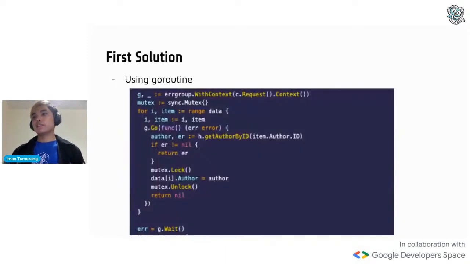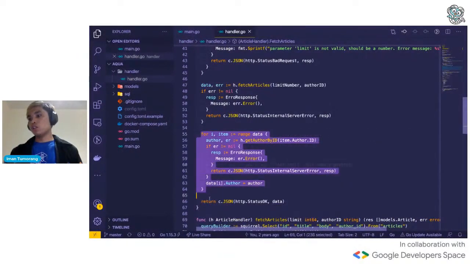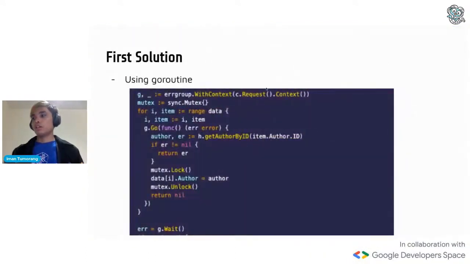So for my case, I propose 2 solutions. The first solution is maybe what people usually think: we can do parallel or threading using a goroutine. So instead of synchronously fetching the author details, what if we pass the get author ID to a goroutine, and maybe it's faster. Maybe it will solve our problem.